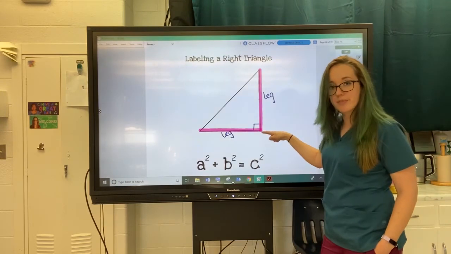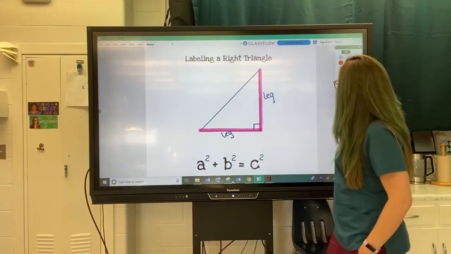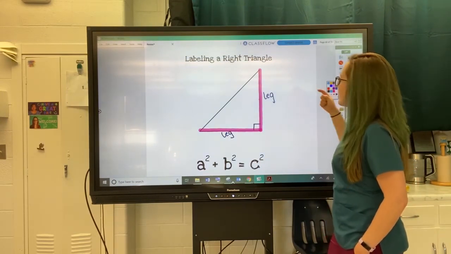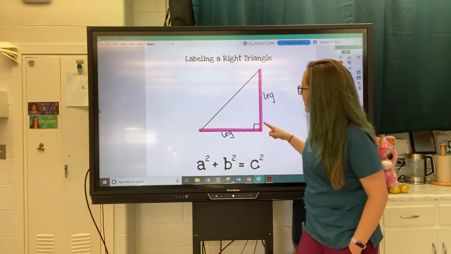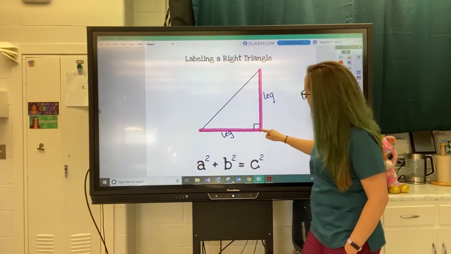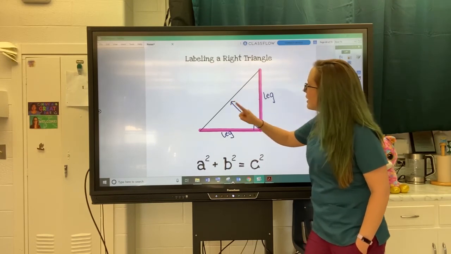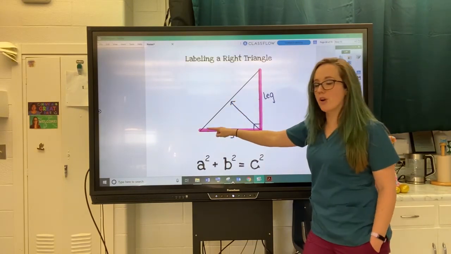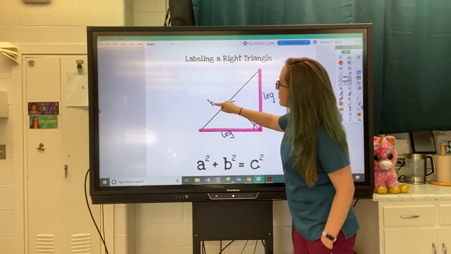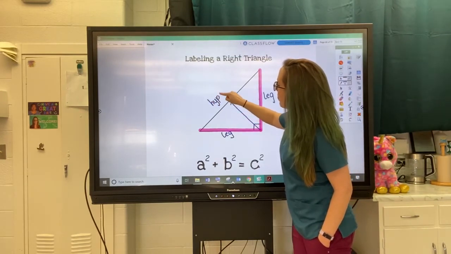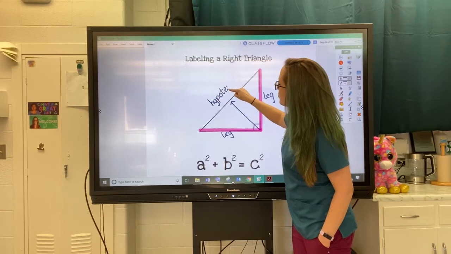There's my right angle. And then the longest side of my triangle that is across or opposite from the right angle, that one is called a hypotenuse. Hypotenuse.